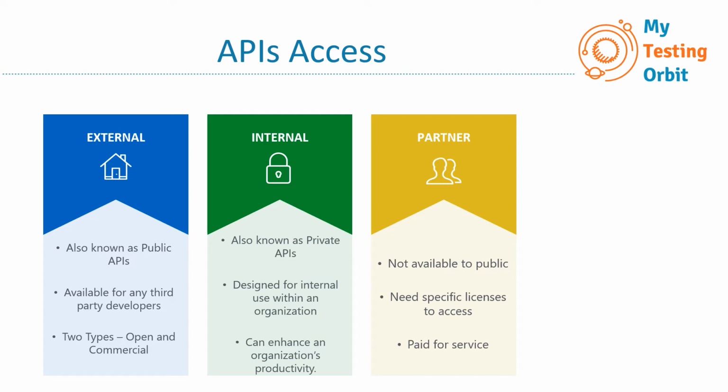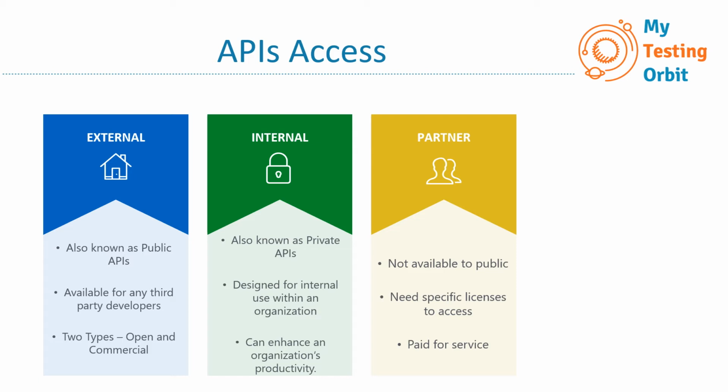The third one is partner APIs. These are not available to the public. They need specific licenses to access, and these are paid for service. So the concept of partner API is similar to open APIs, but access is restricted to specific business partners who have signed an agreement. These APIs are usually intended for specific purposes. A common use of partner APIs is when two organizations want to share data with each other.